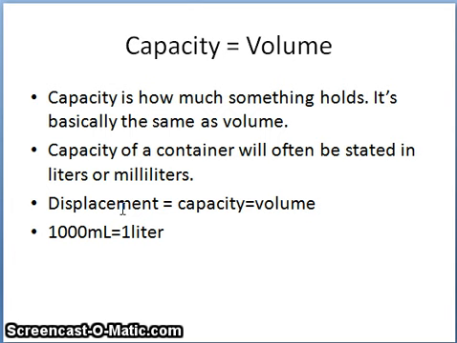I don't know if any of you have ever colored Easter eggs, but if you have, then you have experience with displacement, because if you put the egg into the dye, you'll notice that the level of the water goes up when you put the egg in. That change in the level of the water is displacement that you're seeing. The egg displaces the water. It makes the water have to move out of its way.